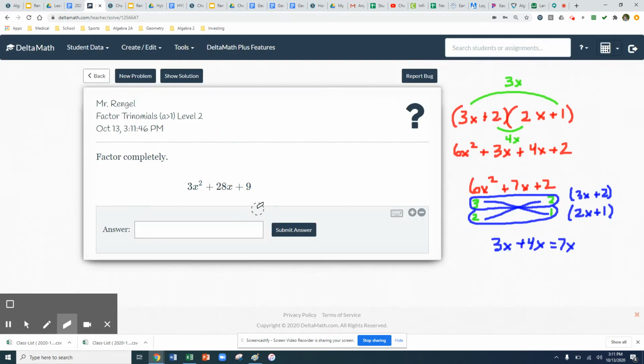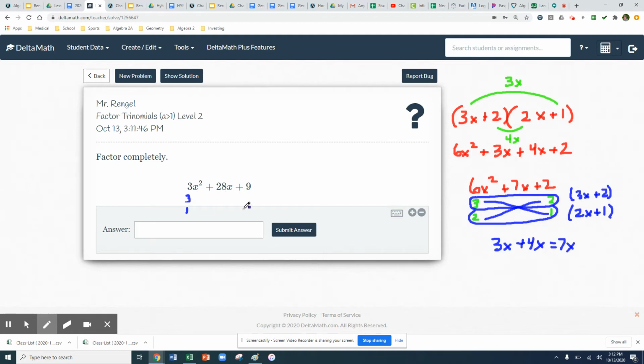So here I go on my third problem. We'll try one more. We've got another prime. Has to be a 3 and a 1. Now to get to 9, there's a 9 and a 1 that we could use to multiply to 9, and then also a 3 and a 3. But I need to get to 28, which is a pretty big number.